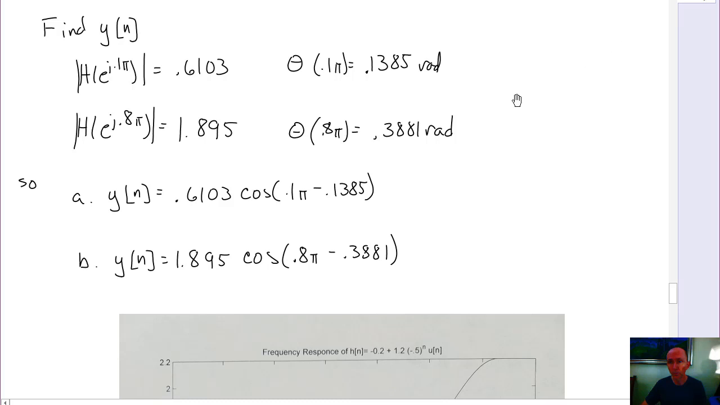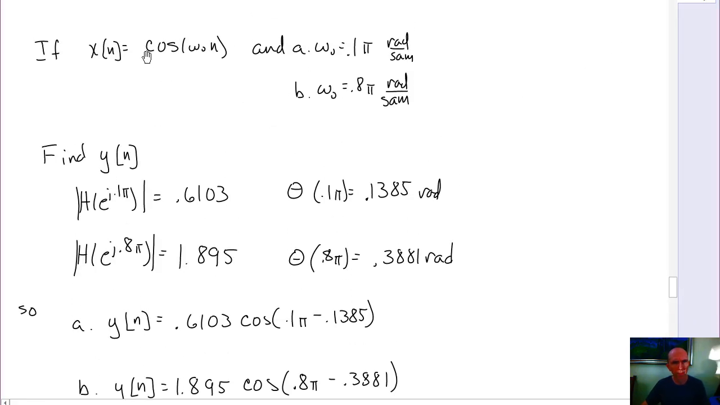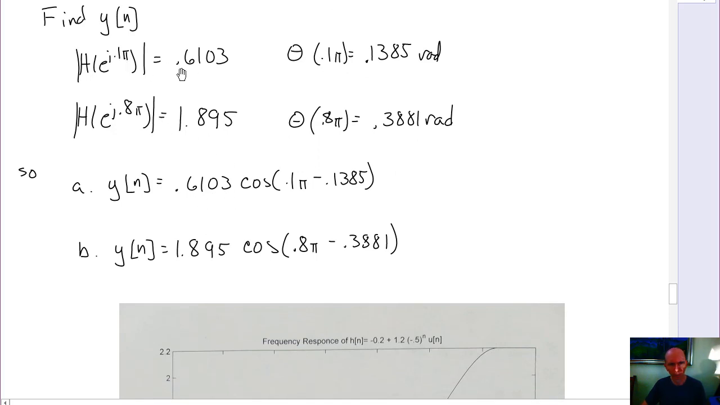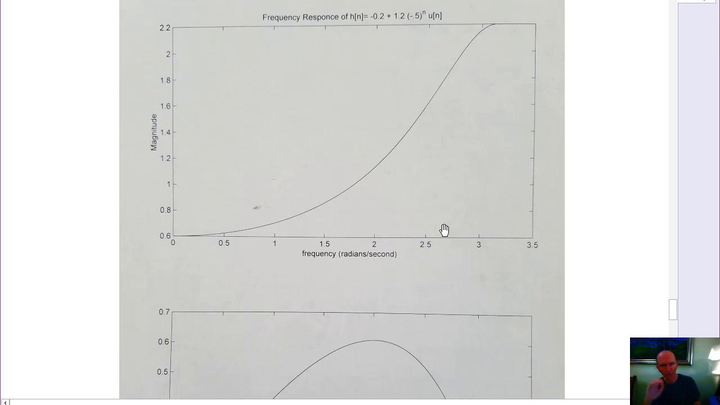In this case, the input has a magnitude of 1 and a phase of 0. So the output is going to have a magnitude of just 0.6 in one case and 1.8 in the other case. And these are the phases. Now let's look at the frequency response. If we were to graph the frequency response of this h of n that we had calculated before, it's going to be lower at low frequencies and higher at high frequencies.